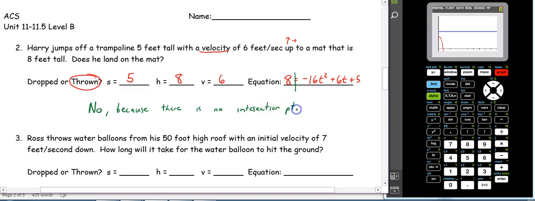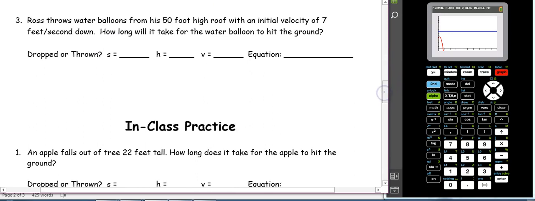So let's look at one more example. Ross throws water balloons from his 50-foot high roof with an initial velocity of 7 feet down. How long will it take for the water balloon to hit the ground? We see the word throw, so this is a throw equation. The start height of the water balloon is 50 feet. The end height, because it's hitting the ground, is 0. And the velocity, because we're going down, is negative, so it's going to be -7. So when we rewrite our equation, it's going to be 0 equals -16t squared minus 7t plus 50.